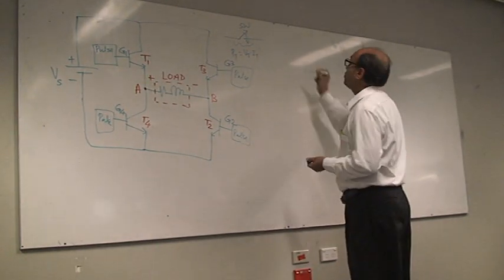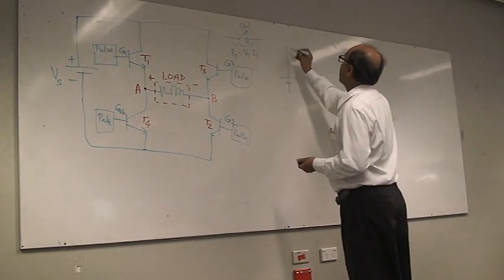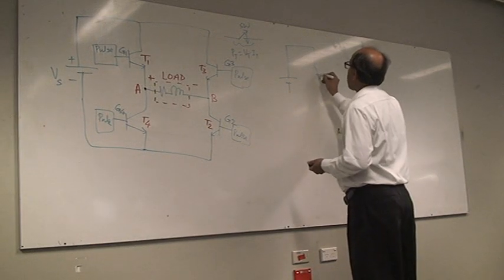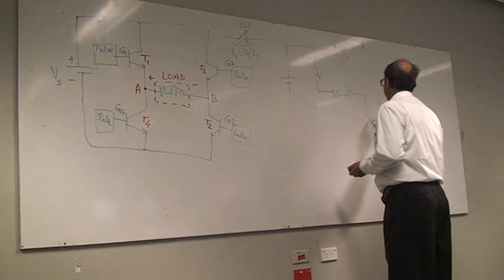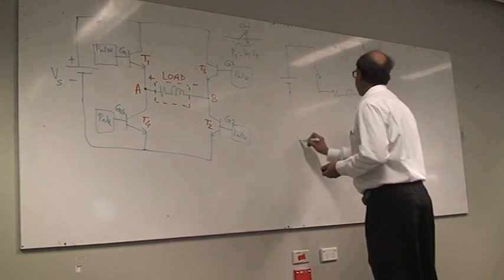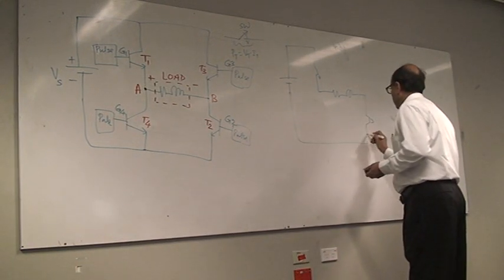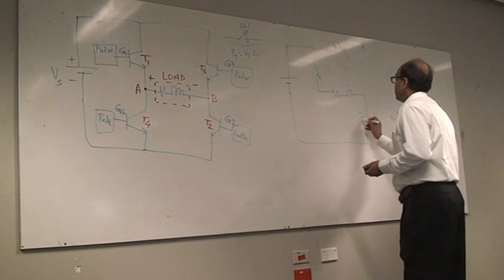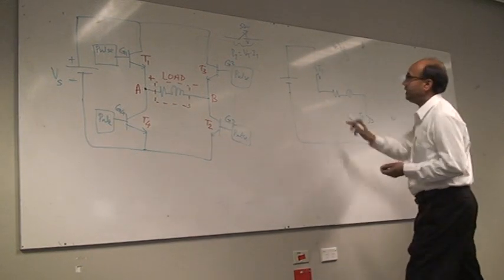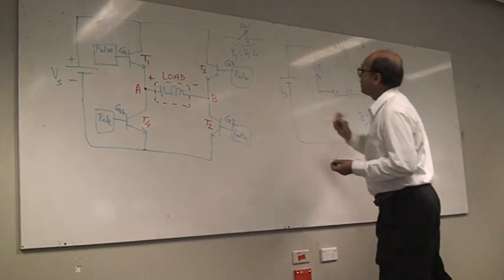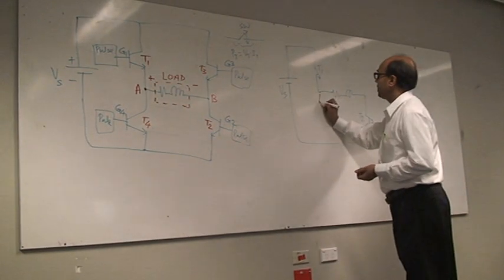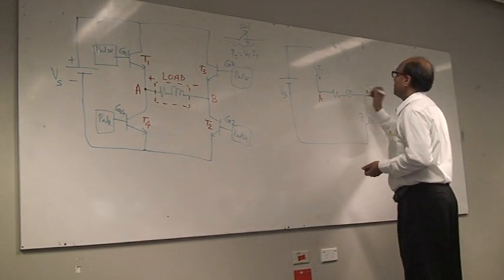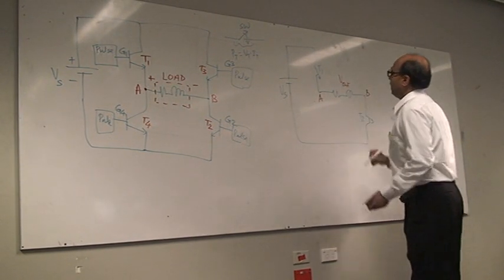Yeah, so with T1 and T2 on, your circuit becomes like that. So your circuit is like this, isn't it? This is your T2, this is your T1. They are ideally no voltage drop across T1 and T2. So this is your voltage, and this is your output.